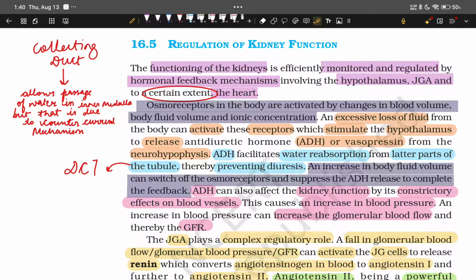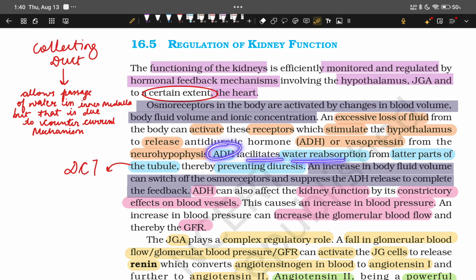Alright. Then osmoreceptors in the body are activated by changes in, and this can be asked as a statement based question, so osmoreceptors are activated by what? Changes in blood fluid volume and ionic concentration. So you have to remember that osmoreceptors can be activated by changes in which of them. If there is excessive loss of fluid, that can activate the receptor, and that can stimulate the hypothalamus to release antidiuretic hormone or vasopressin from the neurohypophysis.